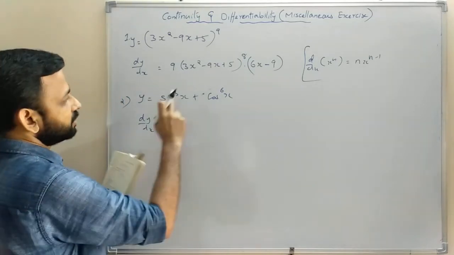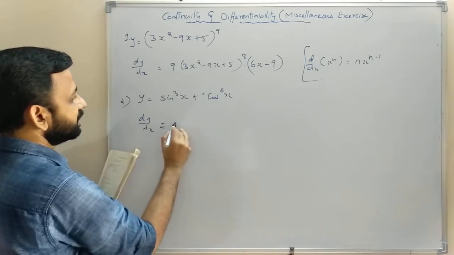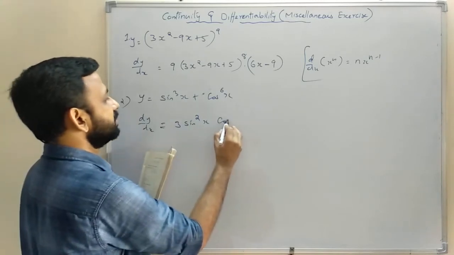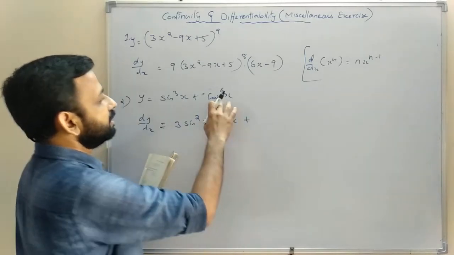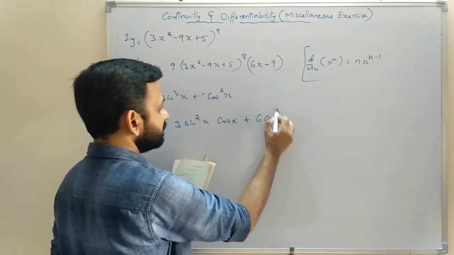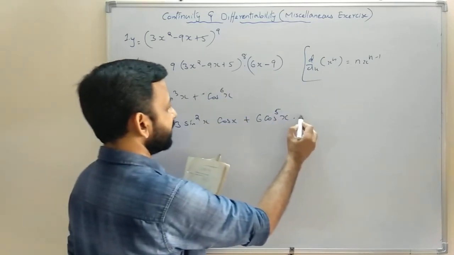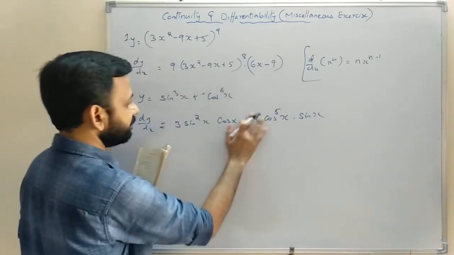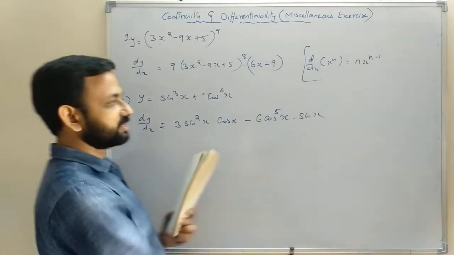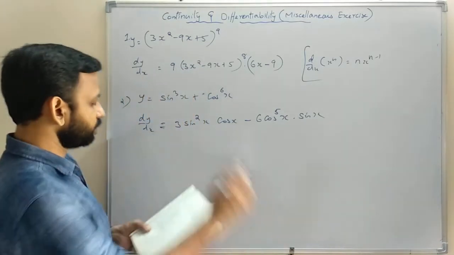Then the chain rule. So here sine cube x, that is 3 sine square x into the derivative of sine x, that is cos x, plus cos raised to the power 6, that is 6 cos raised to the power 6 minus 1, that is 5, x into the derivative of cos x, that is minus sin x. So that minus when we keep here, this will be the answer. If you want, we can take sin x cos x outside. Then we will do question number 3.